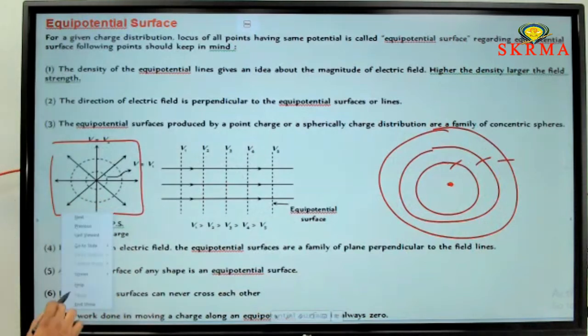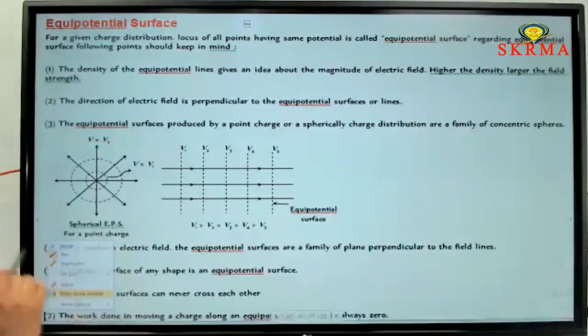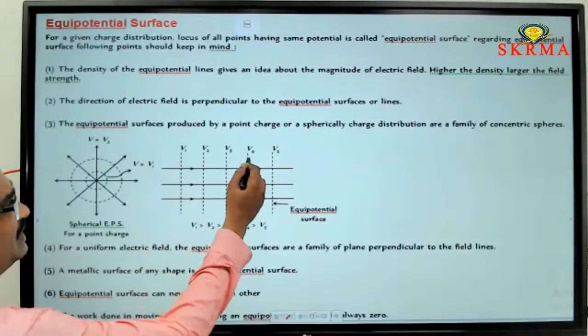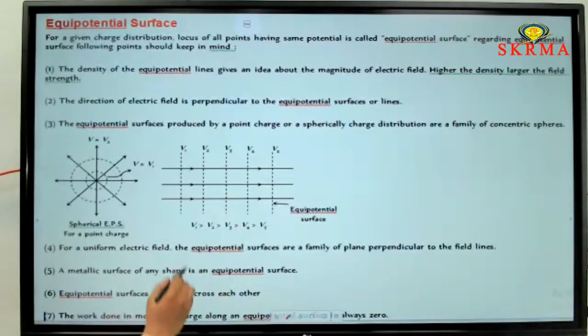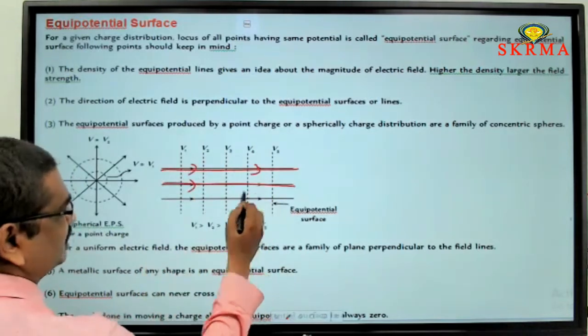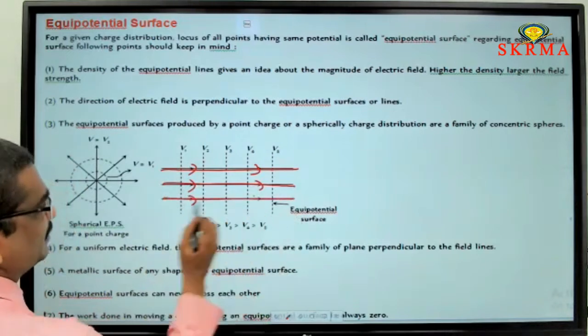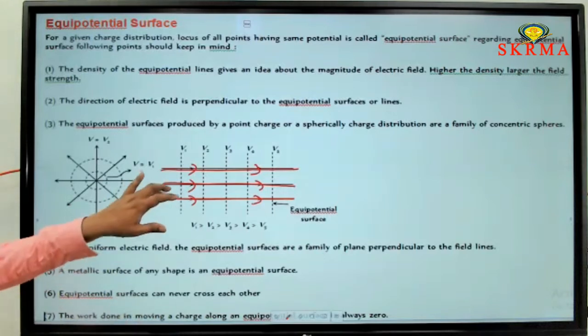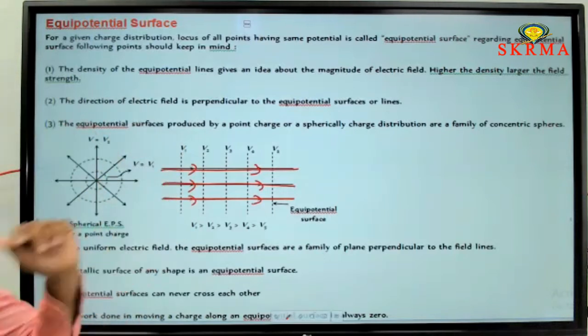For a point charge, what is the shape of the equipotential surfaces? Sphere, or spherical in nature. Next, here V1, V2, V3, V4, V5 are the equipotential surfaces. This is the direction of the electric field, from higher potential to lower potential. Perpendicular lines to the equipotential surfaces give the electric field, directed from higher potential to lower potential.